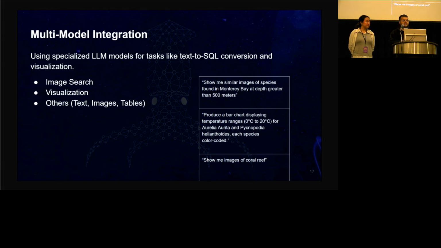So what we had to do is separate the text-to-SQL generation model into 3 models. We have first the image search model, that's a fine-tuned model. We have the visualization model, that is a few-shot prompted model, and we have another fine-tuned model for all other types of queries.